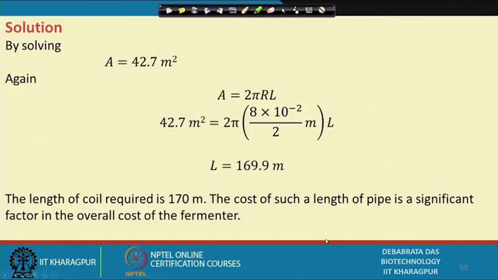Now, we know this is the surface area required for the heating purpose, and we know the area is twice pi r into L. Twice pi r is the peripheral area and L is the length. So, from this form you can easily find out the length of the pipeline.